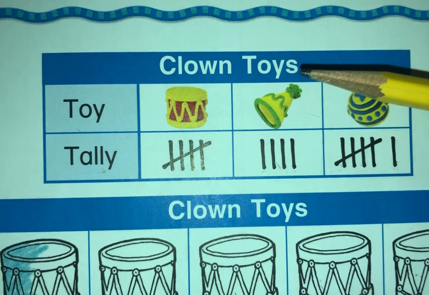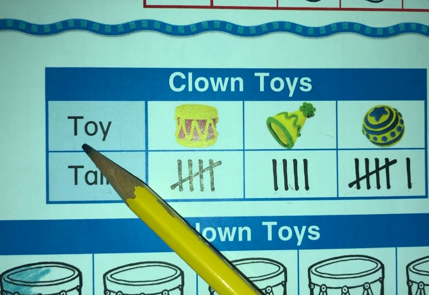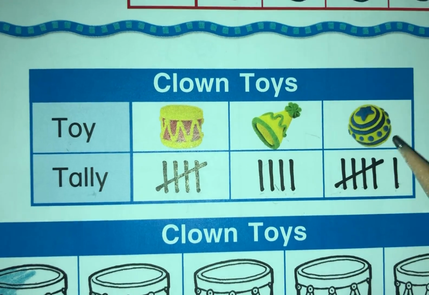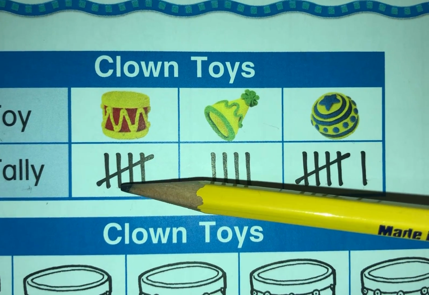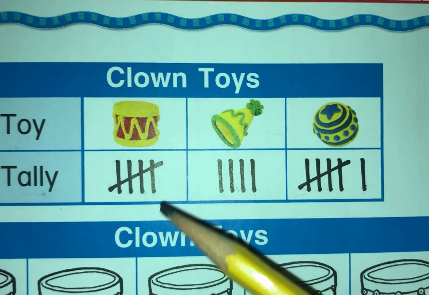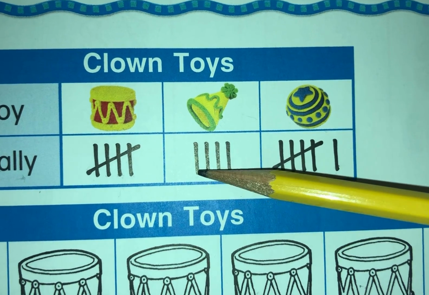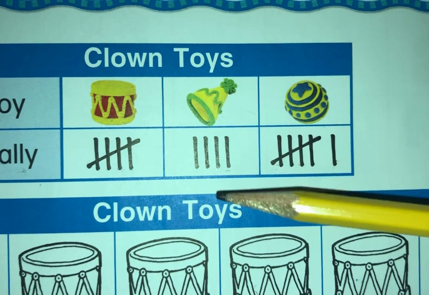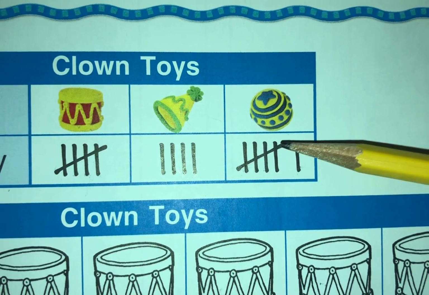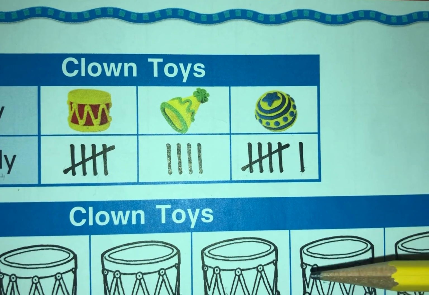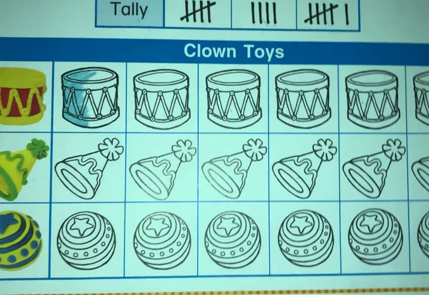Now, in the duck box, they've charted or graphed clown toys. Here it's telling you the toy: drum, hat, ball. The tally marks. Underneath the drum, there are 1, 2, 3, 4, 5 tally marks. So that means the clowns had 5 drums. How many hats? 1, 2, 3, 4. So that means the clowns had 4 hats. How many balls? 1, 2, 3, 4, 5, 6 tally marks. So that means the clowns had 6 balls. Let's go down and look at the picture graph.